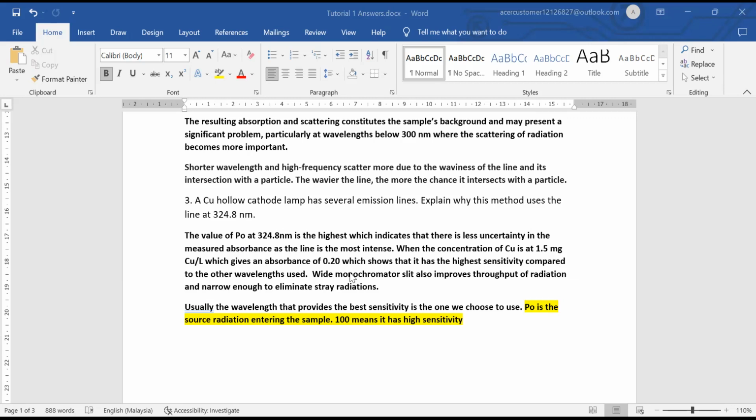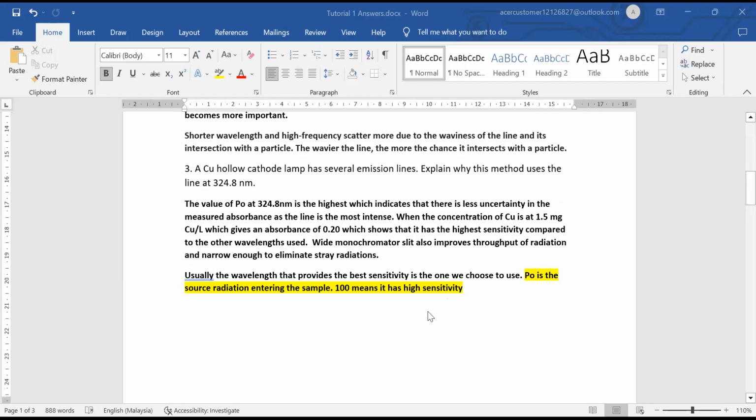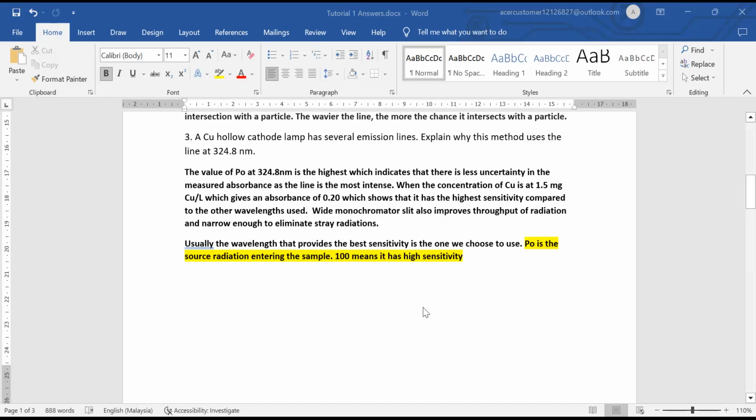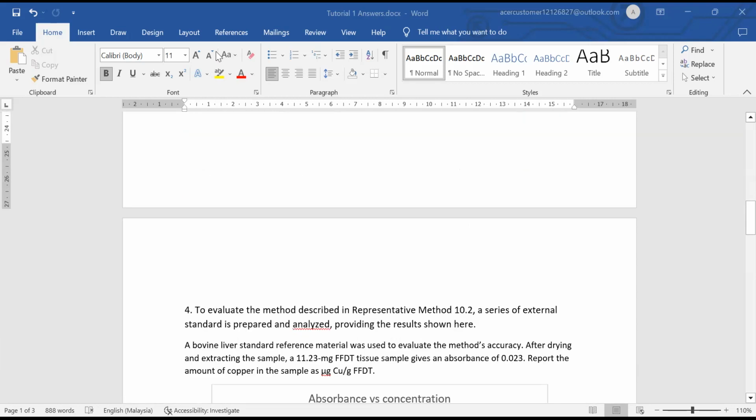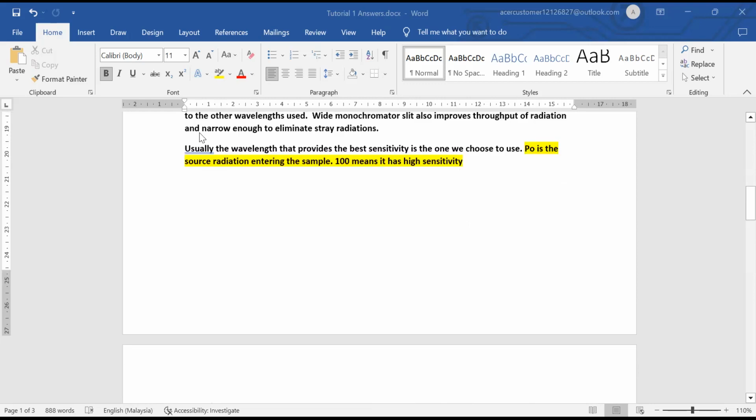Also, a wide monochromator slit improves throughput of radiation and is narrow enough to eliminate stray radiation. Usually, the wavelength that provides the best sensitivity is the one that we choose. P naught is also known as the source of radiation entering the sample, and the value of 100 means that it has high sensitivity. So thank you, room 1. The fourth question is for the other group, right? Yes, Doctor. You can please share the answer in our WhatsApp group later.